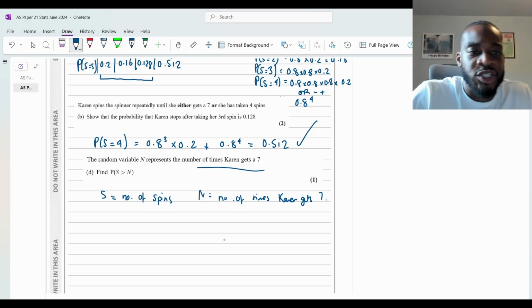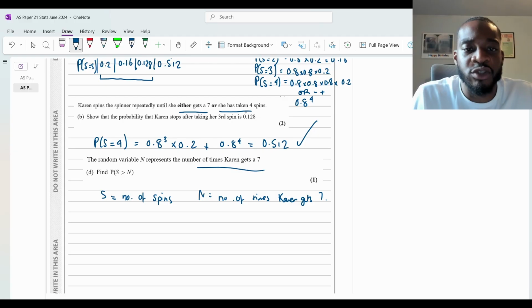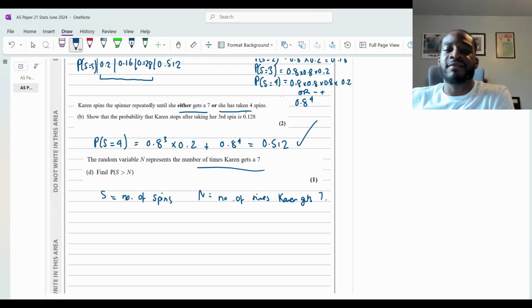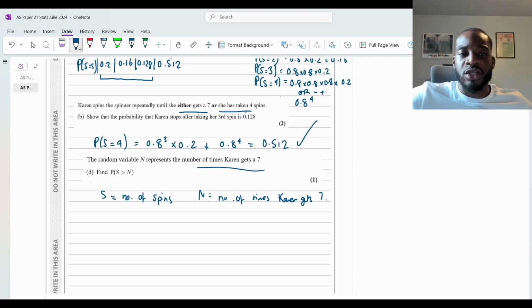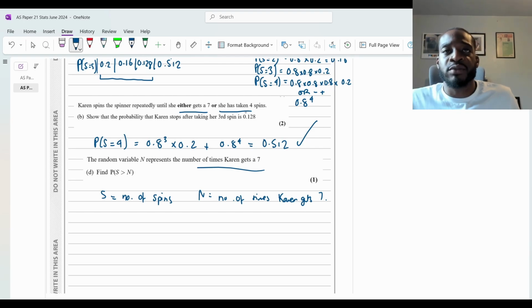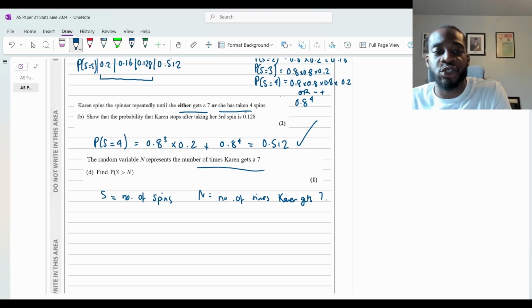Remember this game: she spins the spinner repeatedly until she gets a 7 or she has taken 4 spins. So the moment she gets a 7, she stops. It's not like she can get multiple 7s in this scenario. She gets a 7 and then she stops. So the number of times she gets a 7 can only be 1. It can't be more than 1, because once she gets that 7, she stops the game.